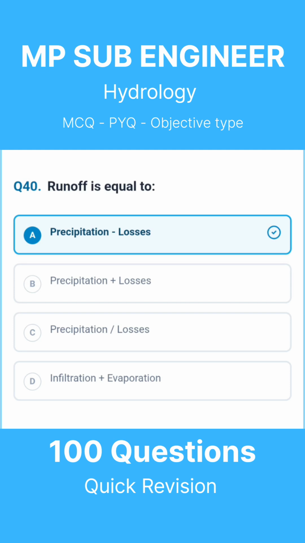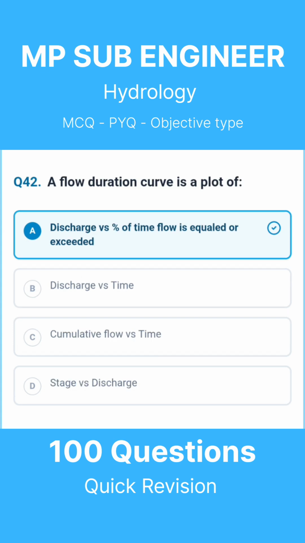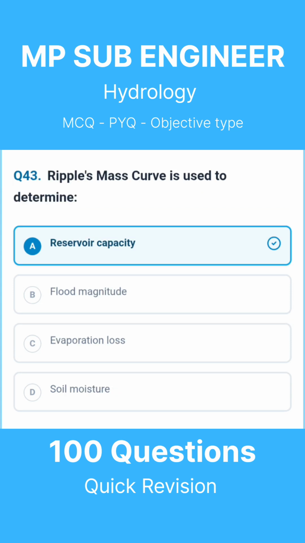Question 40. Runoff is equal to. The correct answer is precipitation minus losses. Question 41. Yield of a catchment is. The correct answer is net runoff volume over a period. Question 42. A flow duration curve is a plot of. The correct answer is discharge versus percentage of time flow is equaled or exceeded. Question 43. Ripple's mass curve is used to determine. The correct answer is reservoir capacity.